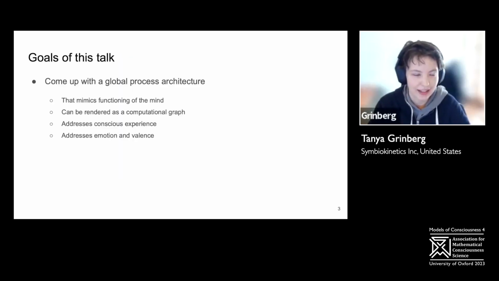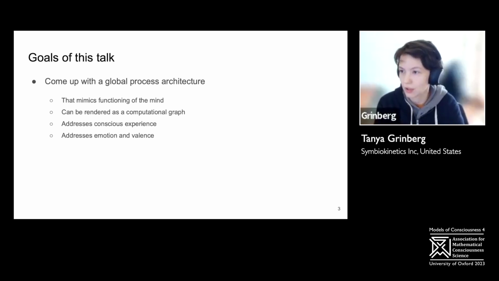So the goal of this talk is to come up with a global process architecture. The way I consider the question of consciousness is from a functionalist perspective. That is, what are the processes involved in the formation of consciousness from the computational perspective? What are they trying to achieve? What are the inputs and what are their outputs? So the resulting process architecture that we're going to try to arrive at would ideally mimic the functioning of the mind, would ideally be renderable as a computational graph.